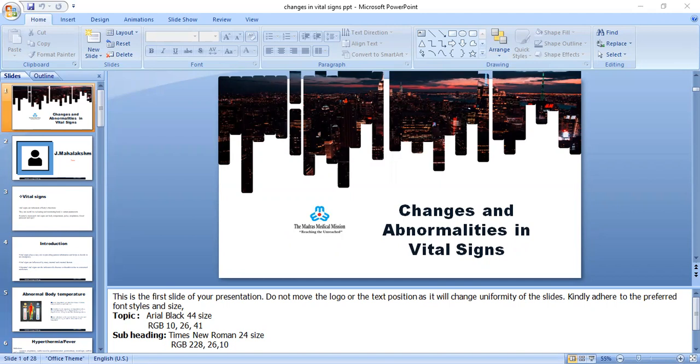Now we will see about abnormal blood pressure. Abnormal blood pressure is a measurement of increased or decreased force exerted by the moving blood through the arteries of the body. High blood pressure, hypertension, means systolic blood pressure ranges from 122 to 129 mm of Hg and diastolic blood pressure of less than 80 mm of Hg. Low blood pressure, hypotension, means systolic blood pressure of less than 90 mm of Hg.